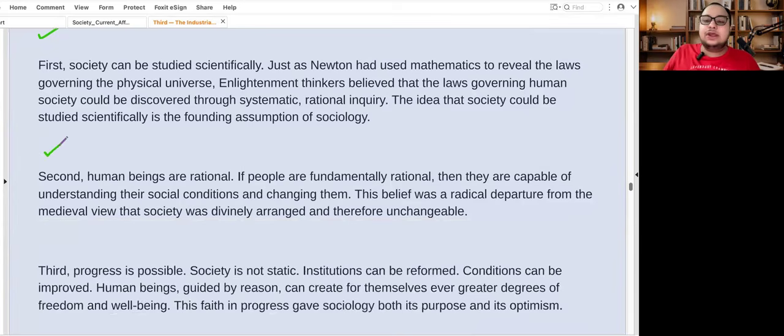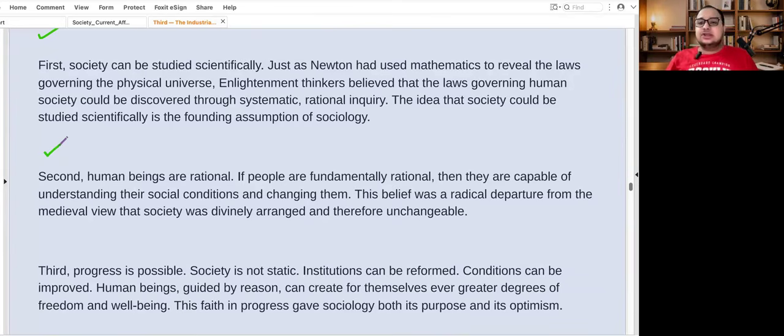And second is that human beings are rational. If people are fundamentally rational, they can understand their social conditions. If I am poor, why am I poor? What is the reason I am poor? If I am born and brought up in a caste and I am facing any kind of discrimination, why am I facing it? And I can change it. It is not divine. The caste system is not made by God. It is made by humans.